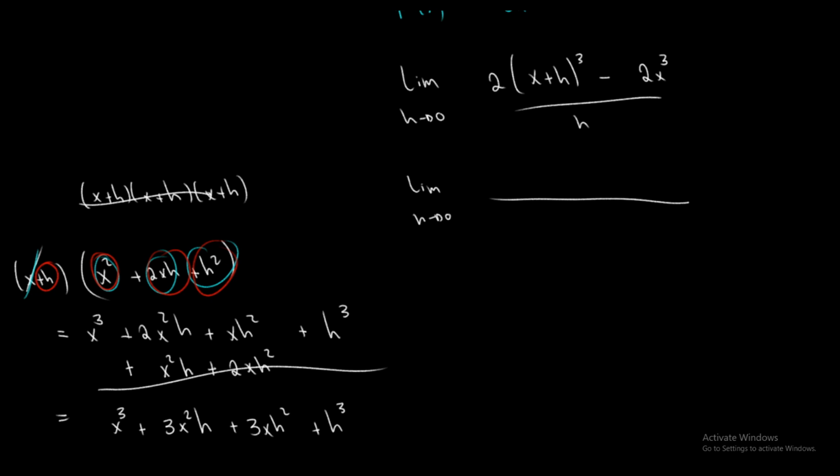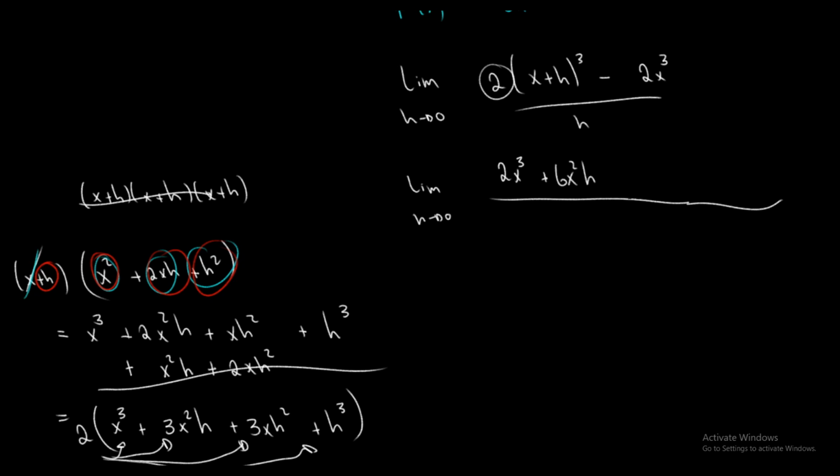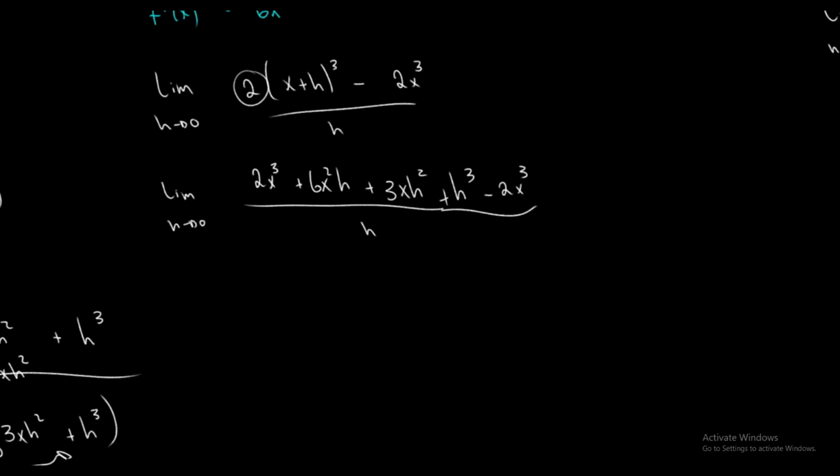And now, before I write it in here, I still need to multiply all of this with a 2, because there's a 2 in front of my parentheses. So I'm going to multiply it in, this is called the distributive property. That then gives me 2x cubed plus 6x squared h plus 6x h squared plus 2h cubed minus 2x cubed, and then we have over h. Okay, now we're left with this bad boy.